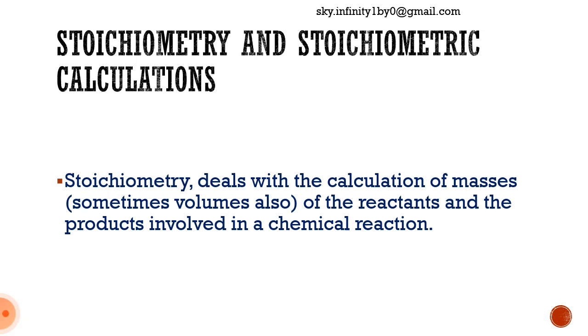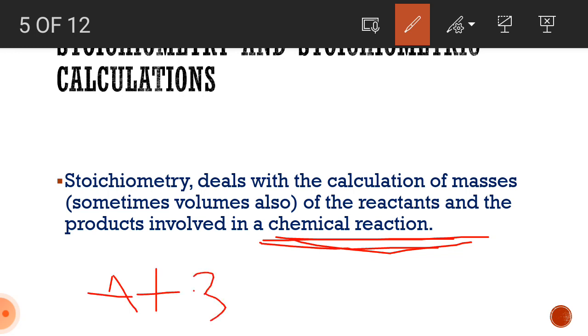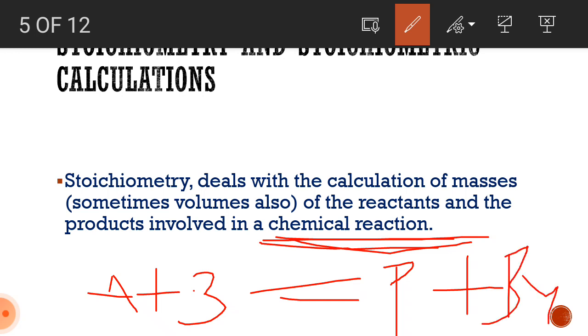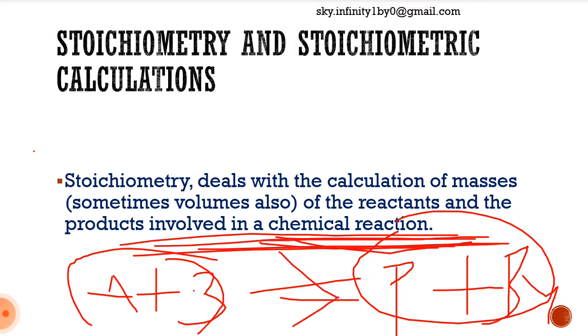Basically, stoichiometry deals with the calculation of masses and also volumes of the reactants and the products involved in a chemical reaction. So whenever there is a chemical reaction taking place, that is, a reaction between two reactants to give products, and a byproduct maybe, we use the empirical formula in order to calculate the masses of these reactants and the products which are undergoing a chemical reaction.